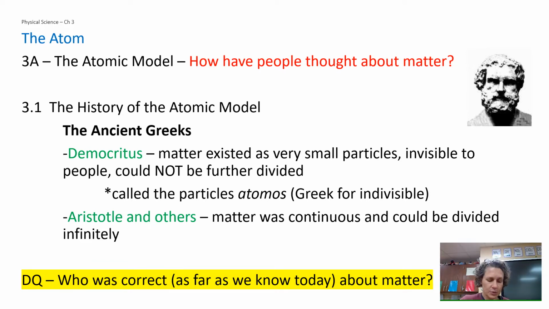Our first one was a man named Democritus. I have a picture of his bust up above me, wherever that is. Let me point the right direction. There we go. He, along with another man named Leucippus, had said that matter exists as very small particles. These particles can't be seen by people, and we can't get any smaller. They can't be divided any further. He called these particles atomus, the Greek word for indivisible. So that was the first theory. It should sound very familiar to you.